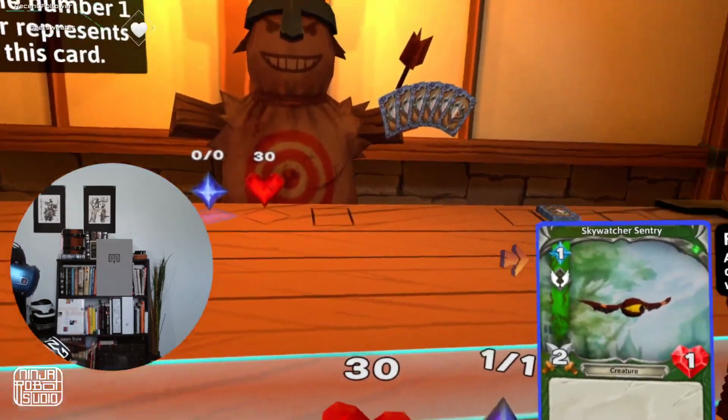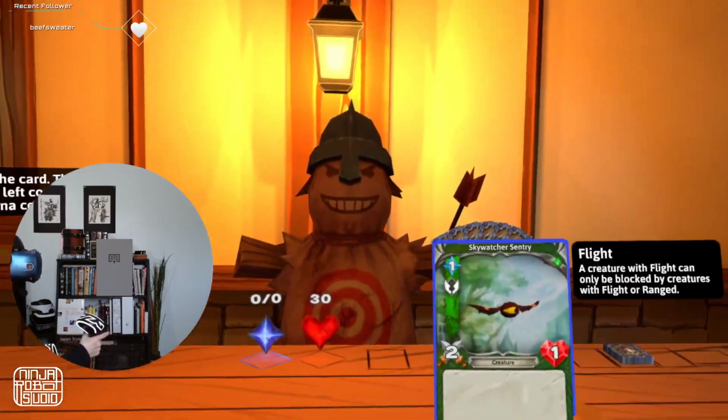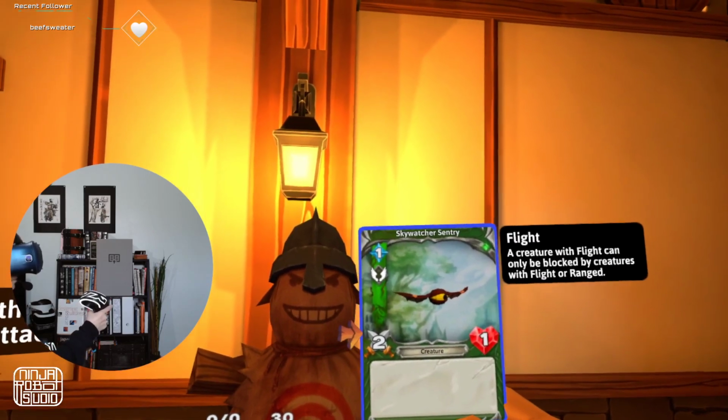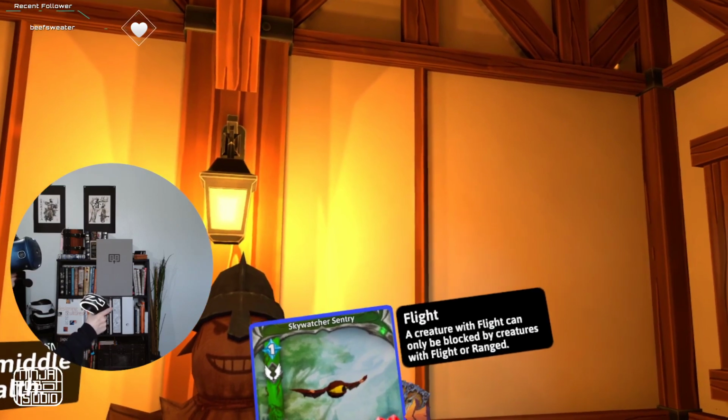Examine the card. Grab the card. The number 1 in the top left corner represents the mana cost of this card. The number 2 in the middle left represents the attack power. And the number 1 in the middle right is the creature's health.